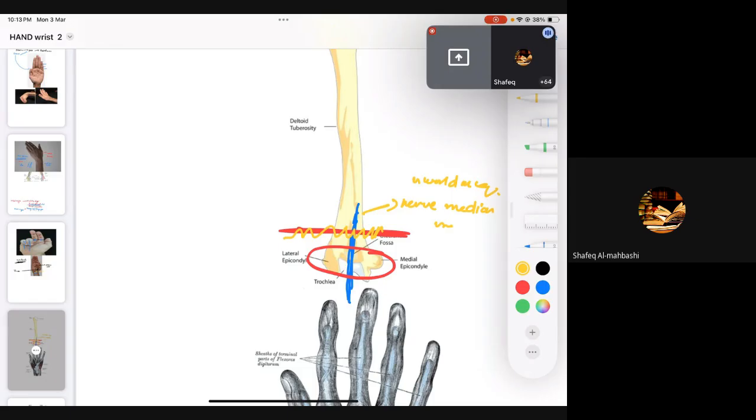Okay, let me ask you another question. If the median nerve is gone, which kind of deviation are we going to see, ulnar or radial deviation? I will see ulnar deviation. Perfect. Ulnar deviation of your wrist. Is that clear?